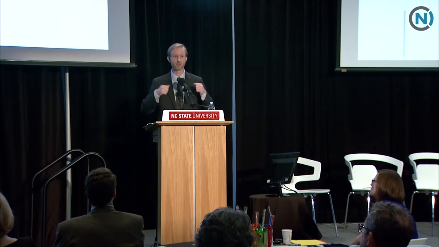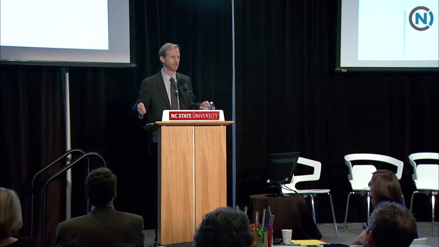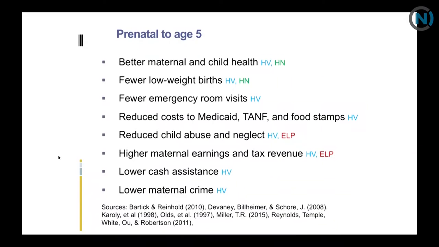Let's say if we reduce crime rates, certainly there's reduced cost to our criminal justice system, but there's also reduced crime to victims of crime. So that's one of the benefits. Of these three areas, as I mentioned, we'll be looking closely at the government side of these benefits. So from the literature, from prenatal to age five, there are a number of benefits that accrue quite early from the home visiting literature and also looking at health and nutrition to be able to have better maternal and child health, lower weight births, and fewer emergency room visits.